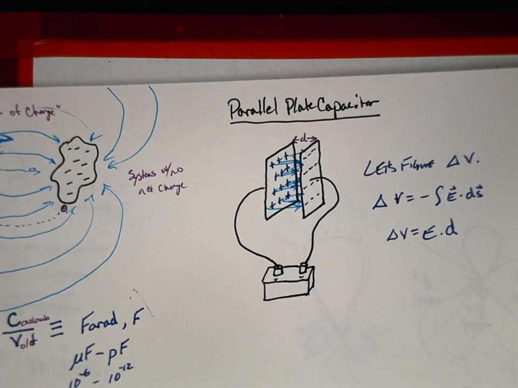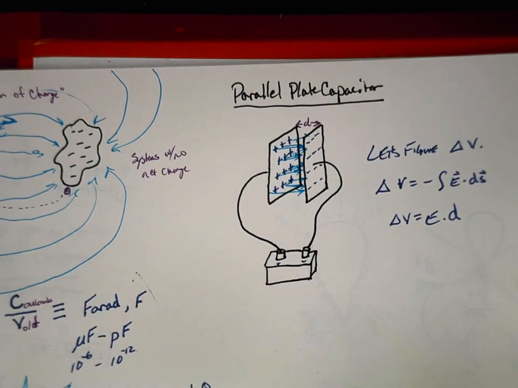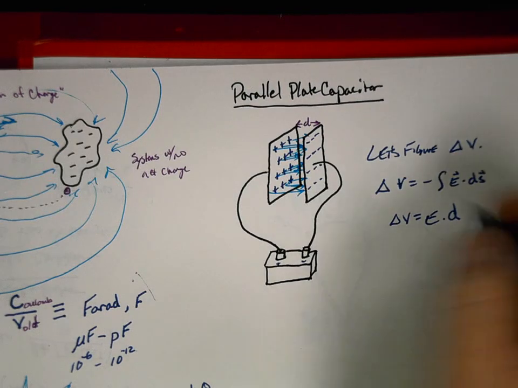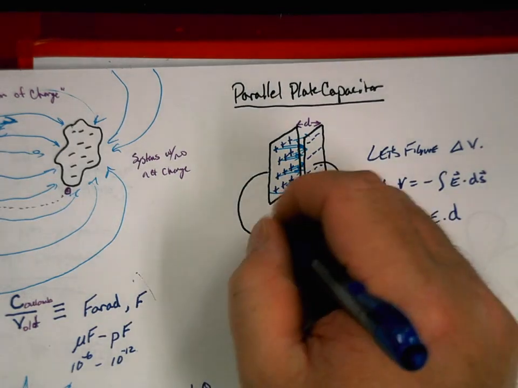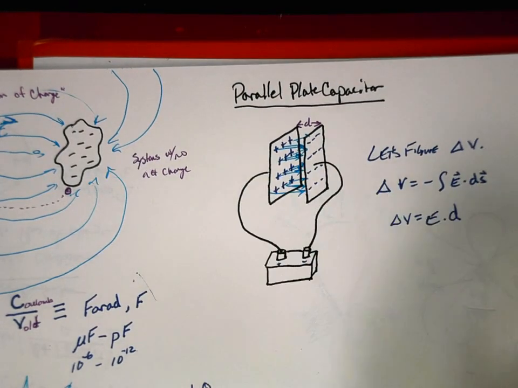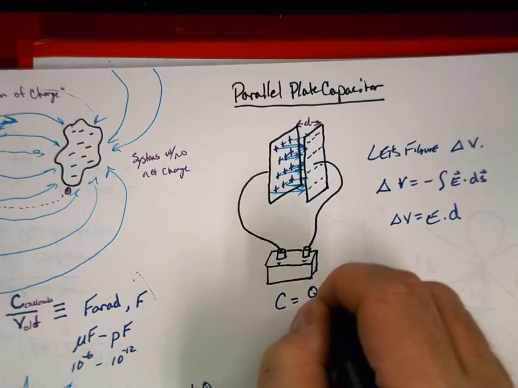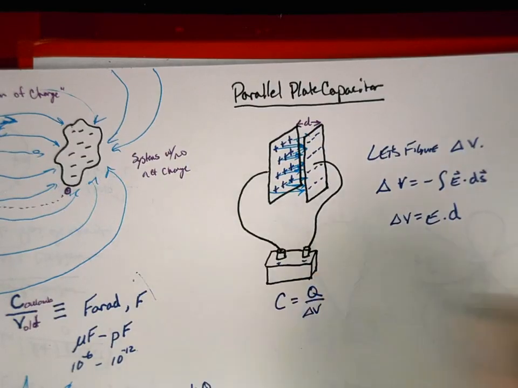Yeah, but it doesn't really matter. The negative is going to go away when we do our capacitance, so don't worry about that so much. Well, now we know our capacitance, though. Where do I want to write that? I want to write it down here. Our capacitance equals Q over delta V, right?